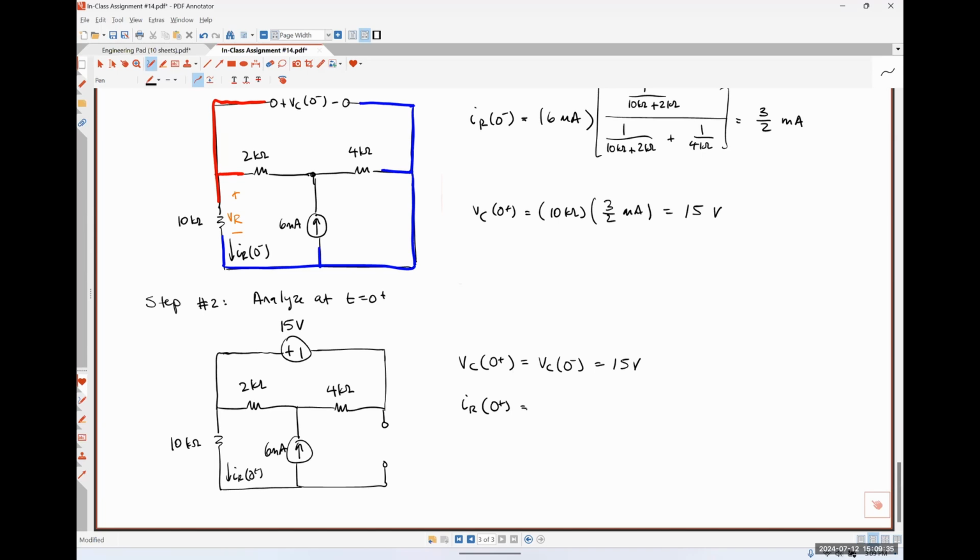Anyone have any thoughts? Well, we only have two meshes here, so as much as we like to always try mesh analysis, I think it might actually be a good option here. I was gonna say nodal. Might I suggest neither? So let me explain what I mean.